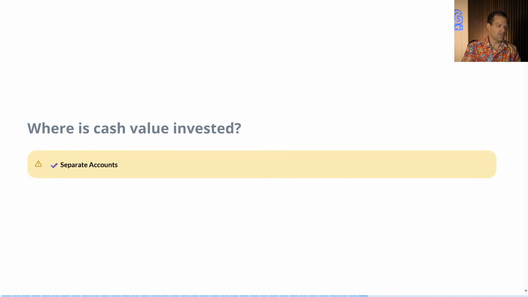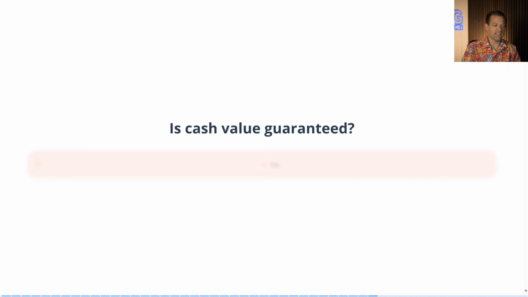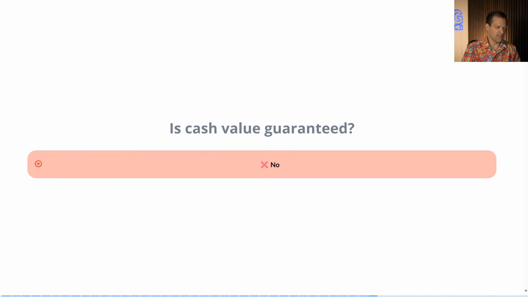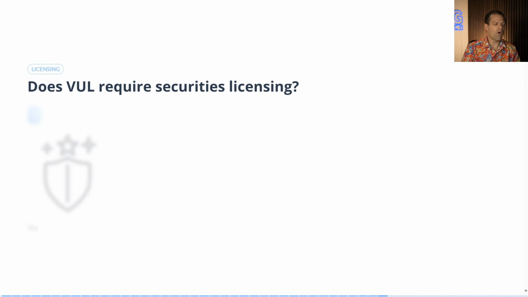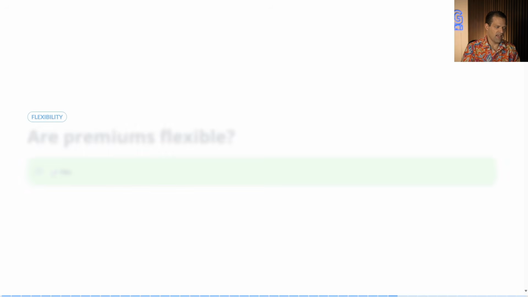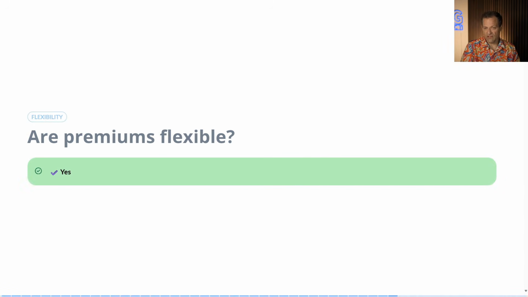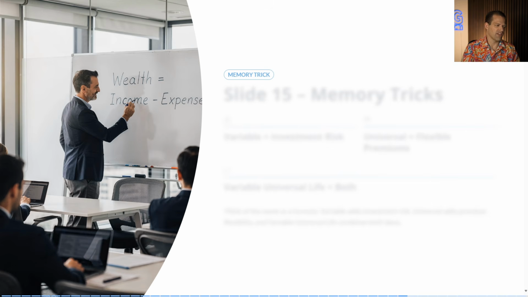So where is cash value invested with a VUL? Inside of separate accounts. Is cash value guaranteed? No, it is not. It can't be because of the nature of the risk. Does VUL require security license to sell? The answer is yes. And are premiums flexible? The answer is yes. It's a universal life plan, and all universal life is flexible.